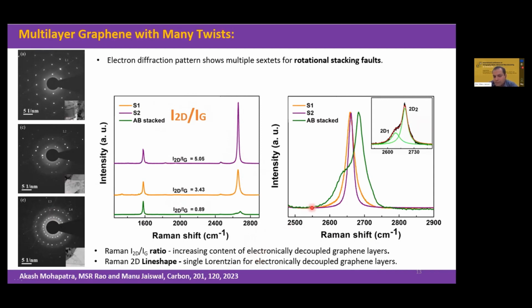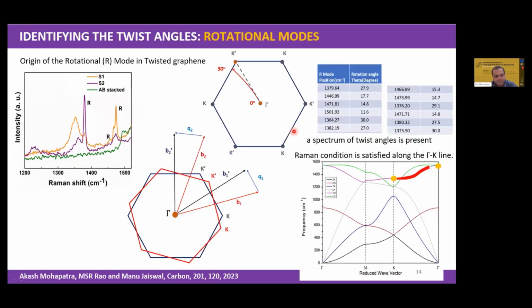The same can also be seen by looking at the line shape, because the Raman line shape originates from the electronic subbands which are involved in the Raman process. In graphite, there are many electronic subbands present, and that gives this characteristic hump shape. But in graphene, which is electronically decoupled or twisted graphene, even though the thickness is very large, a single Lorentzian can describe the entire Raman mode. So once more, we have a proof that this is possessing twisted layers.